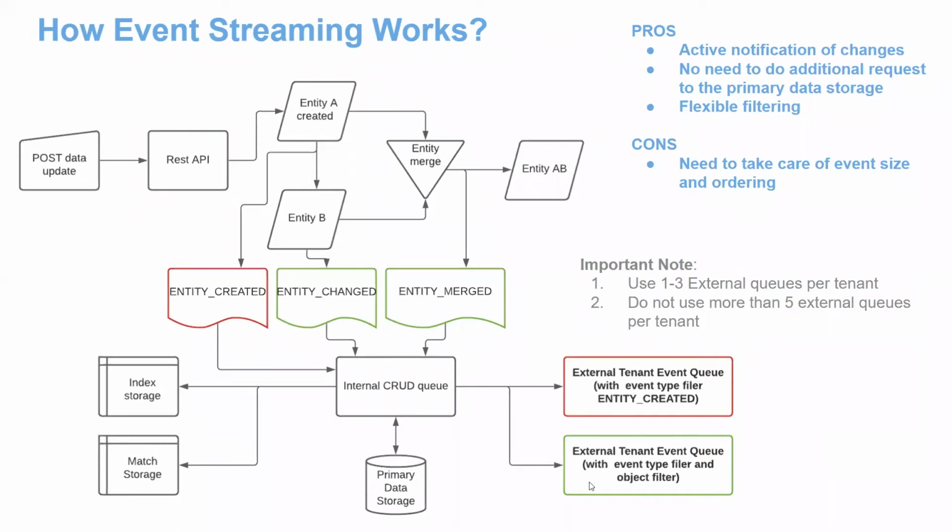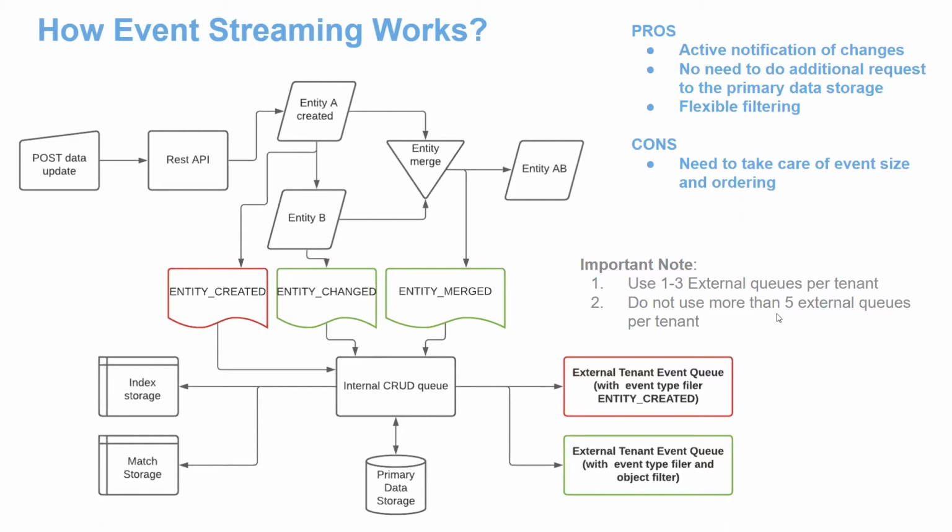And on this queue, I configured that I want to receive other types of events, not entity created. And I also want to use some object filter here. So, I only want to receive events that came for attribute name, HCP entity type, attribute type name. And I'll be receiving events in this queue only for this type of events.